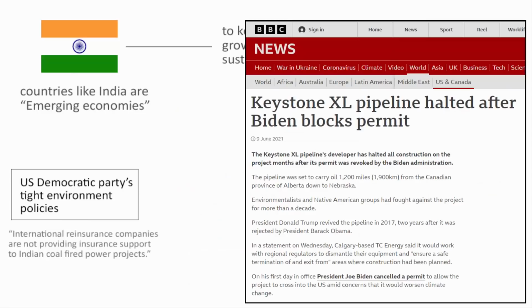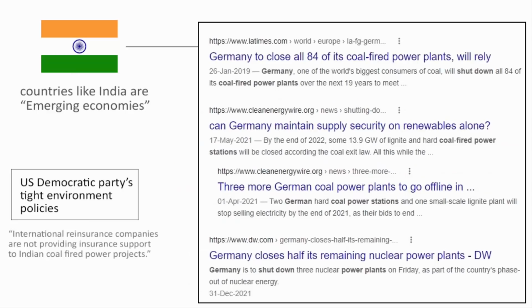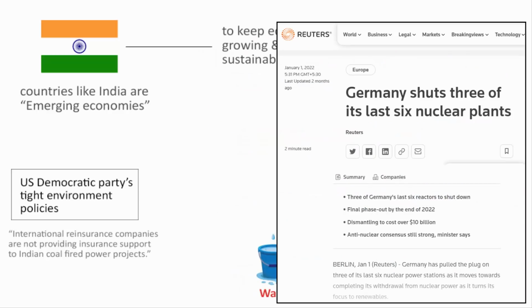On one hand, he's appeasing the environmentalists and tackling the climate change agenda by shutting the Keystone XL pipeline project from Canada. And on the other hand, he's also giving drilling permits on public land. The same thing America did in Europe as well. The US Democratic energy policy has put Europe in a difficult situation. Because of America, Germany has also decided to shut nuclear plants, decommission coal and gas plants. Same with France and UK too.